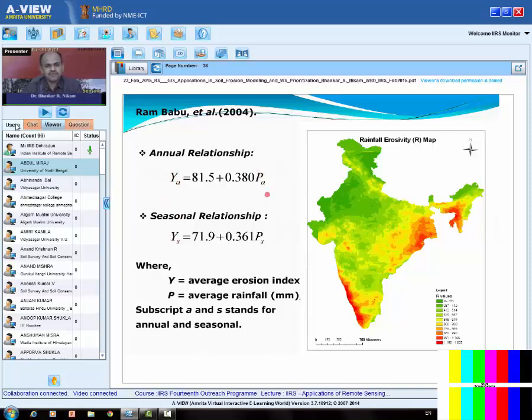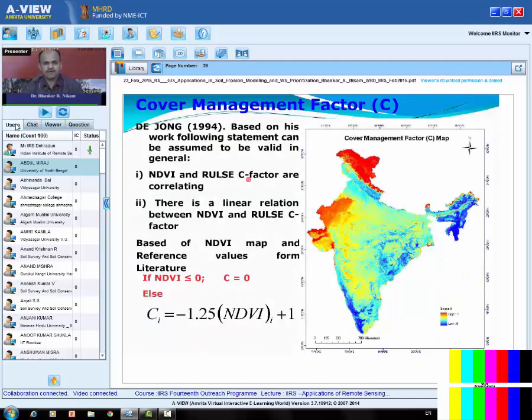So this relation we have used, where we require only pixel based annual rainfall. We will use this equation and we have calculated the rainfall erosivity factor for the entire country for a year. So now one factor we have calculated.